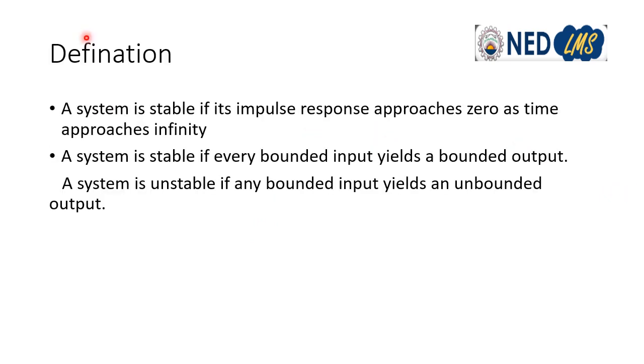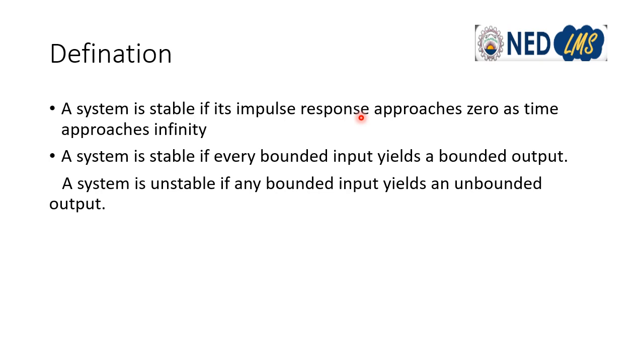We can define stability as follows: a system is stable if its impulse response approaches zero as time approaches infinity. First we define the impulse. An impulse is a function which appears for a very short interval of time and has a very high magnitude. When we apply an impulse as an input function, the corresponding response is called the impulse response. So we define stability in terms of the impulse response: when the impulse response approaches zero after a long time, or ideally as time approaches infinity, we say that the system is stable. Or we can say that if the system comes back to its equilibrium position, then the system is stable.